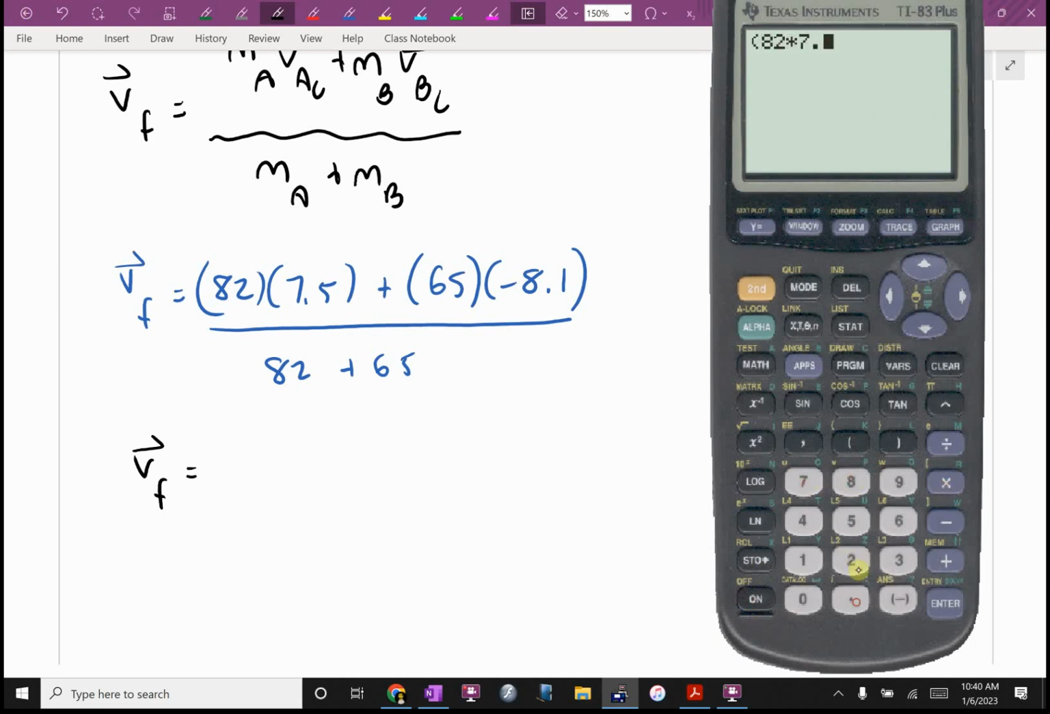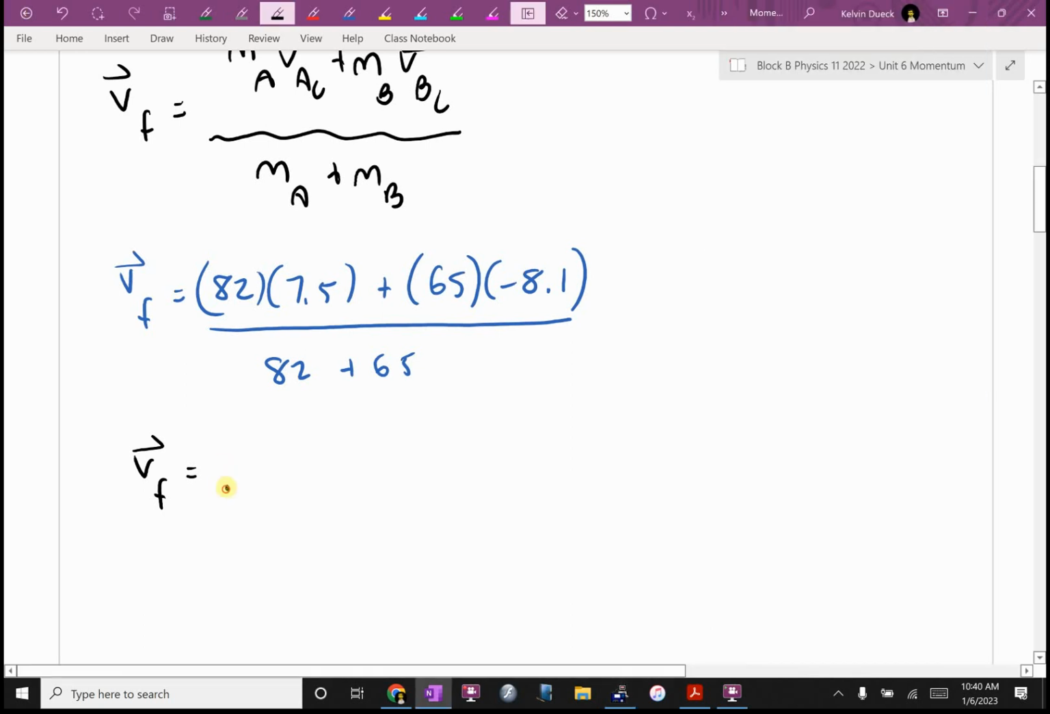82 times 7.5. Oh, no, don't close off the bracket, Mr. Duick. Plus 65 times negative 8.1. Close off the top. Divided by 82 plus 65. Close off the bottom. You get 0.602. I would take 0.6, but I'll go to 3 sig figs. 0.602 meters per second. It did want a direction.